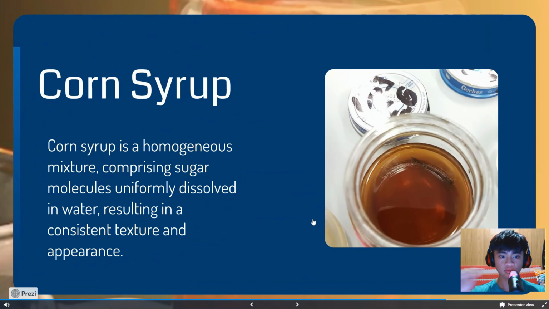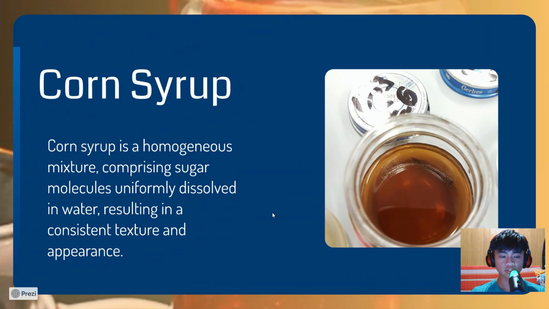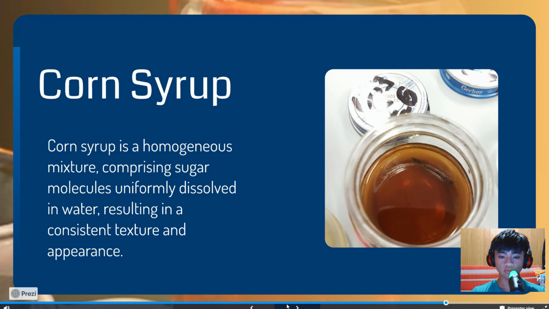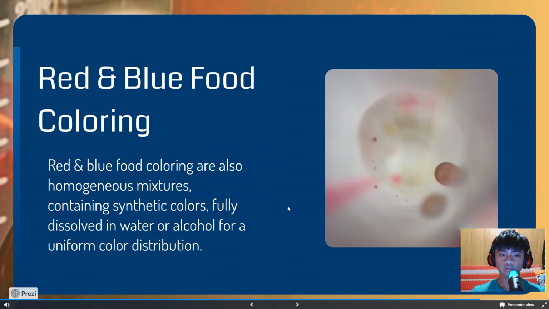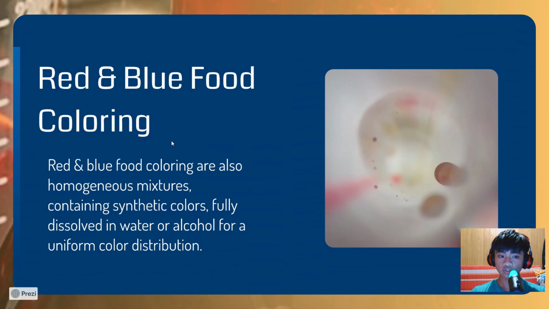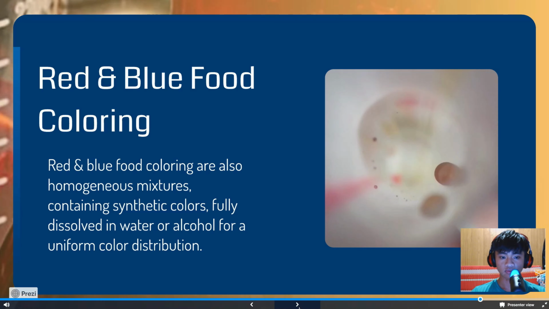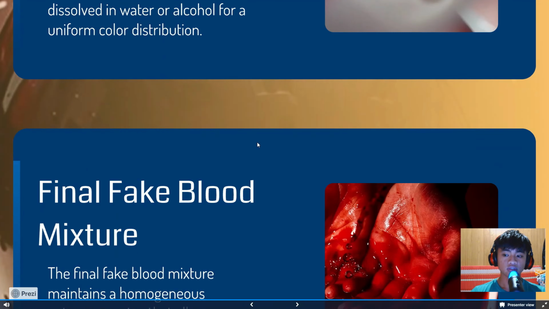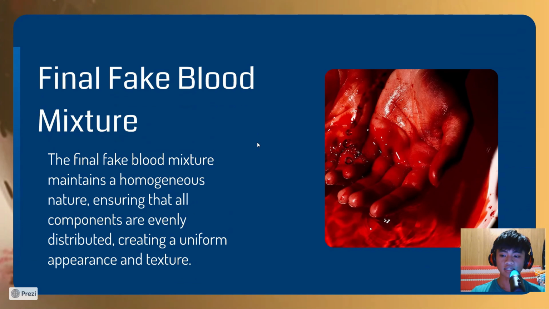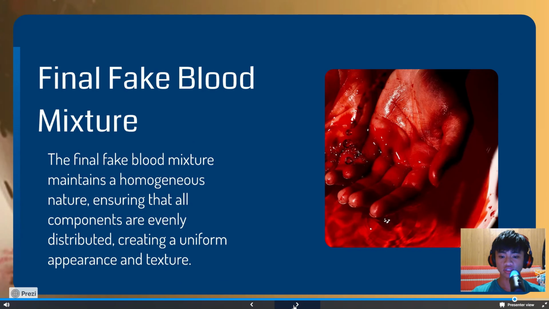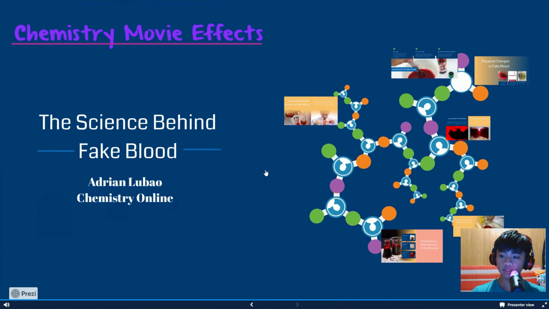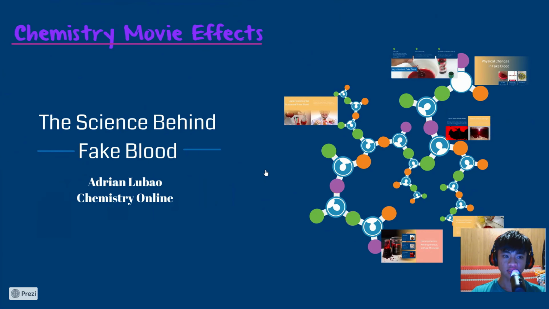Now, corn syrup is a homogeneous mixture as it comprises sugar molecules uniformly dissolved in water. In terms of red and blue food coloring, they are also homogeneous mixtures containing synthetic colors, which are dissolved in water or alcohol to form a uniform color distribution. Now, last but not least, fake blood is also, like the others, a homogeneous mixture, meaning that it is uniform in appearance and texture.